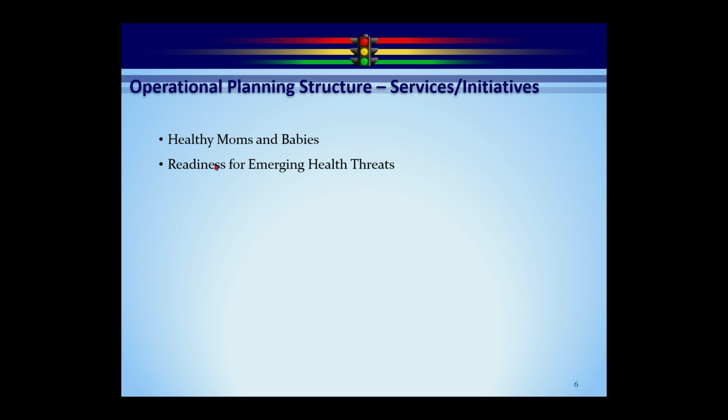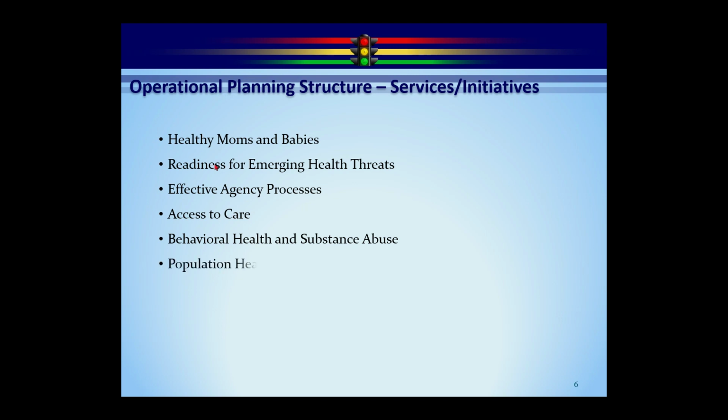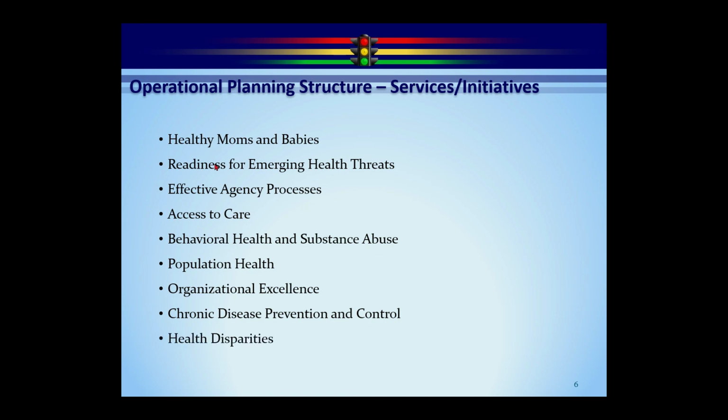Readiness for emerging health threats. Effective agency processes. Access to care. Behavioral health and substance abuse. Population health. Organizational excellence. Chronic disease prevention and control, health disparities, and again, we're going to use the example of tobacco cessation today. So these are the buckets of plans.